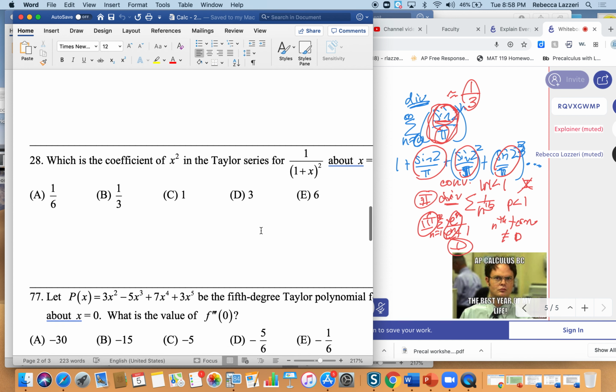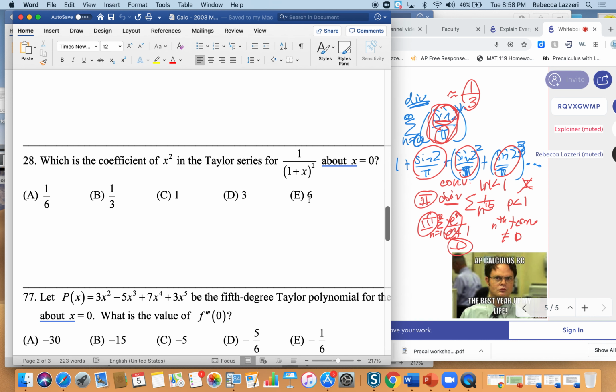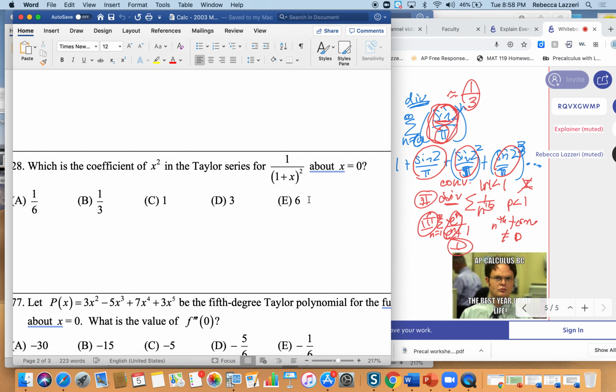All right, let's go to number 28. This is a Taylor series about x equals 0. All right, I think I'm out of cute slides, so I'll just go to a not cute slide.